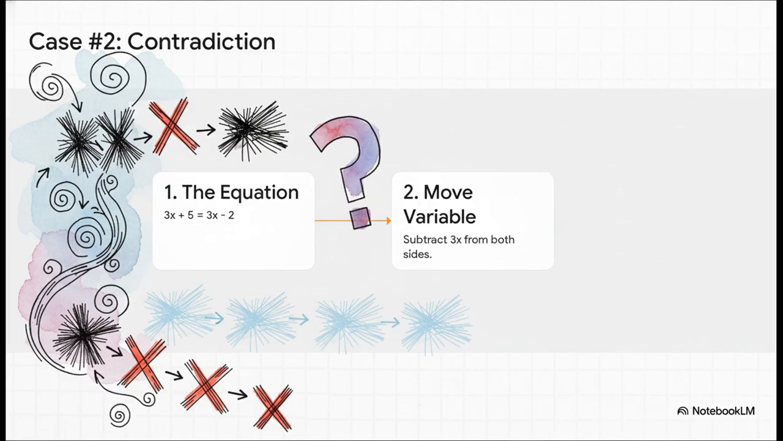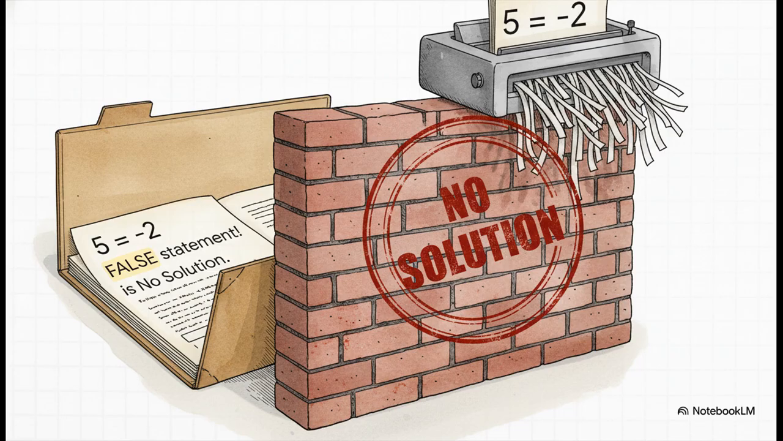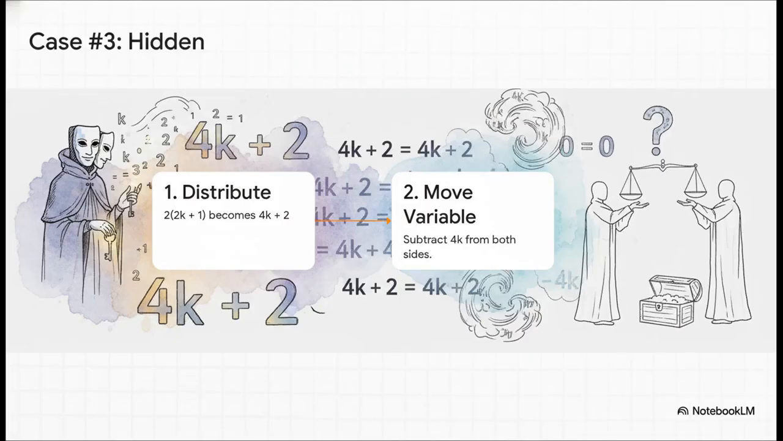All right, let's take a look at case number 2. Here we have 3x plus 5 equals 3x minus 2. This one's already simplified, so we can jump right in. Let's try to get the x's together by subtracting 3x from both sides. And just like before, the variable disappears. But check out what we're left with this time. 5 equals -2. Now, is that true? Absolutely not. That's a false statement, a contradiction, and that tells us right away that for this equation, there is no solution.